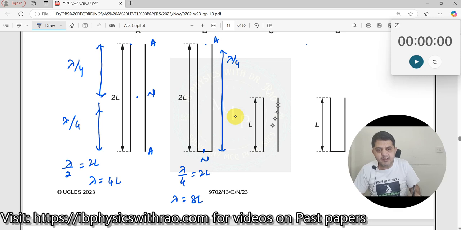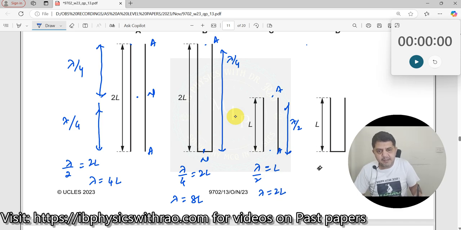Now let us see here, this will be antinode, this would be antinode, the distance between these two would be similar to this. Lambda by 4 plus lambda by 4 should be lambda by 2 here. So lambda by 2 is equal to L, lambda is equal to 2L.